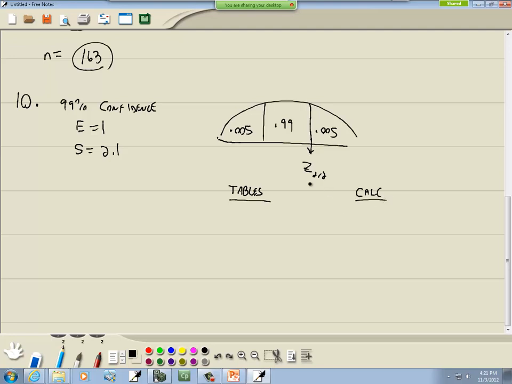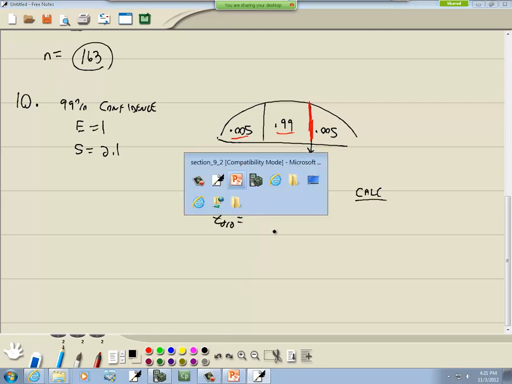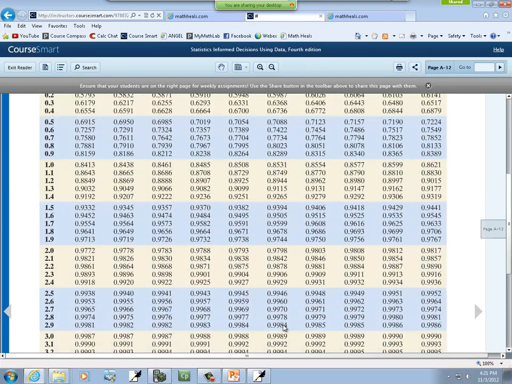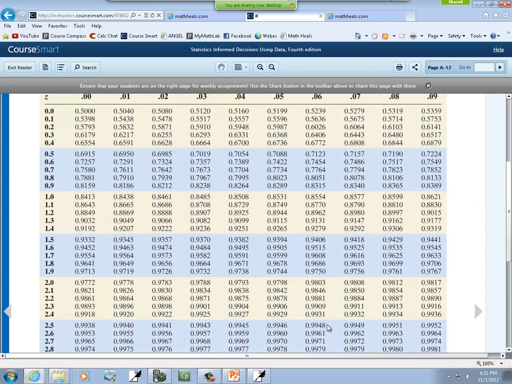And if we're using tables or the calculator, you actually have to do area of the left. So we're going to add this plus this. So we got 0.995. So let's go look it up in our table. 0.995. Looks like it's halfway in between 0.9949 and 0.9951. So halfway in between.